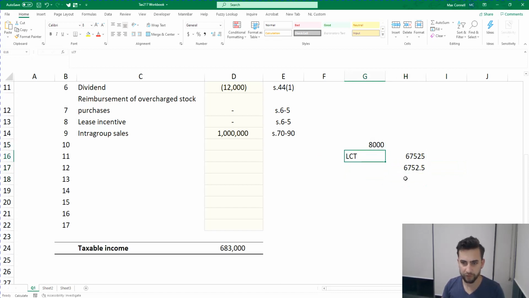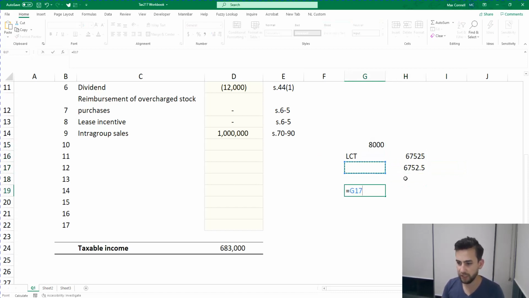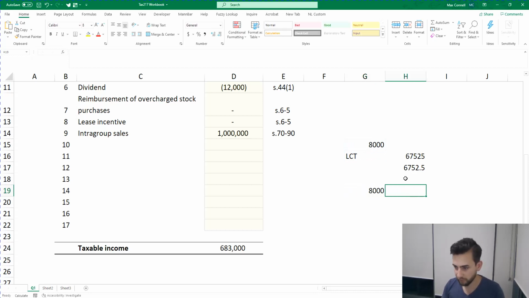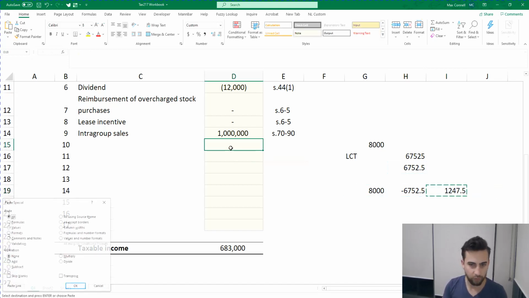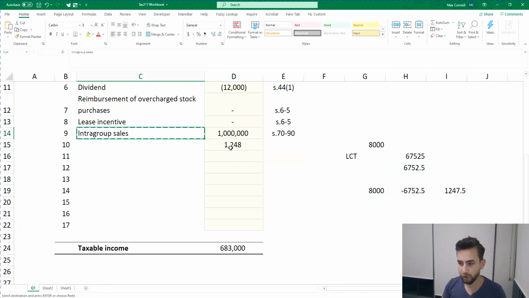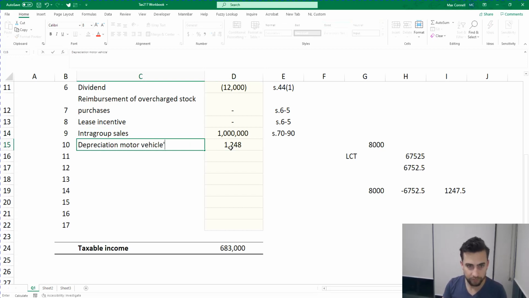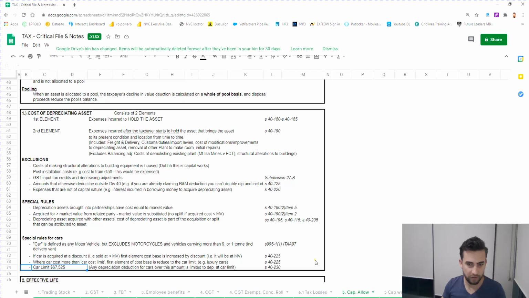So basically what we need to do is we need to add back the $8,000 like so, and we need to subtract the amount we just calculated just then. So the difference between the two is 1,247. So that's basically what we're going to include in here. Once more, it's going to change year on year what that amount is for this particular year. If we were doing the exam today, that's what the answer would be. So this is going to be depreciation motor vehicle. And the section reference is over here in our exam notes, section 40-230.